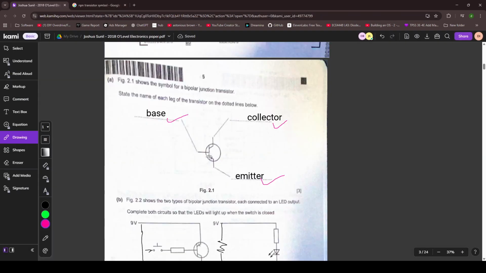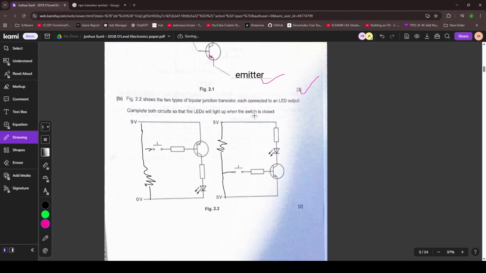Yeah, the arrow is always on the emitter. So just remember that, then you'll know. Figure 2.1 shows two BJTs, each connected to an LED output. Okay, there's one PNP, and then there's one NPN here. Complete both circuits so that the LEDs will light up when the switch is closed.